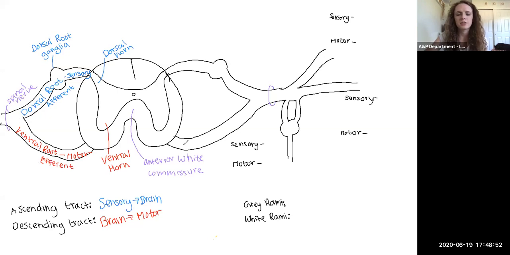Okay, dermatome. I should have found a picture of this earlier, but I'm going to find a picture of it right now, really fast. Dermatome. Okay, here is your dermatome.